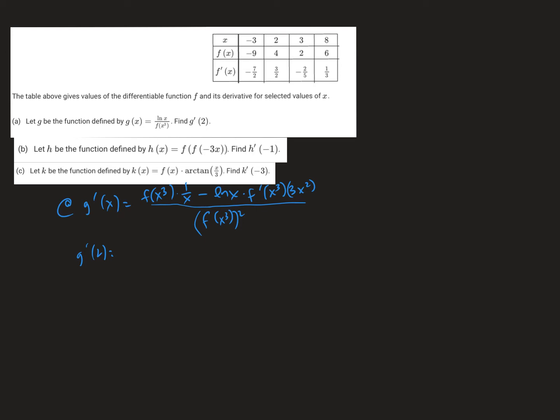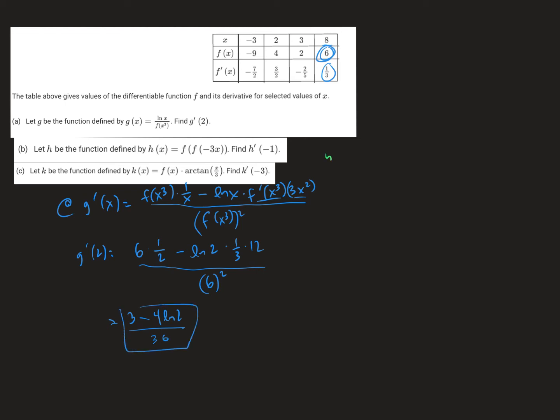So I want f of 8, which is 6, which is 1 over 2, minus the ln of 2 times f prime of 8, which is 1/3, times 3 times 2 squared, which would be 12, all over f of 8, which again is 6, squared. So that would be 3 minus 4 ln 2 over 36. And you could totally leave it like that.